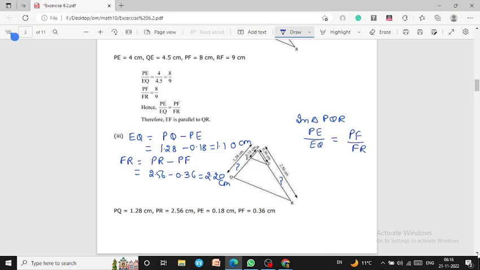Now the next step is in triangle PQR, we write PE over EQ is equal to PF over FR. PE 0.18, EQ 1.10 and PF is 0.36 over 2.20. By 2's table, we cut here 0.18 and we get here 1.10. Both sides are equal, so that's why we can say that EF parallel QR.